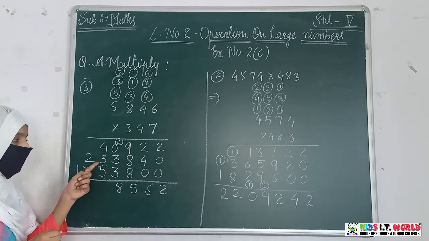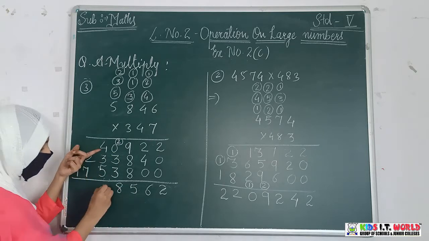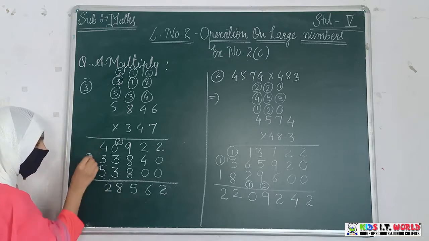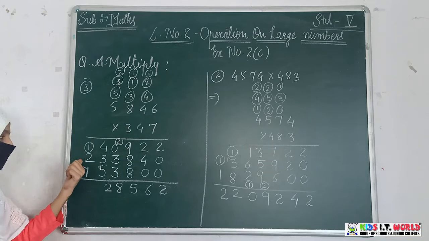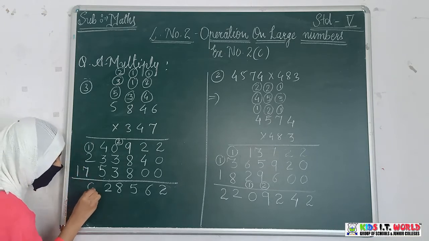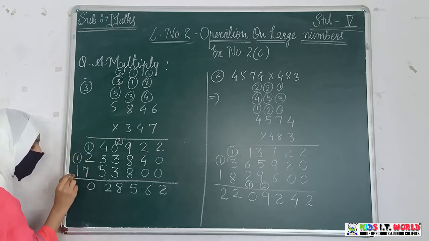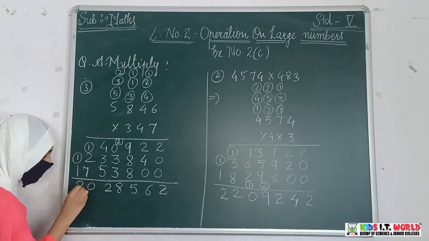5 plus 3, 8. 8 plus 4, 12. So you will write 2 here, 1 will be carried. 7 plus 2, 9. 9 plus 1, 10. So you will write 0 here and 1 will be carried on this one. So 1 plus 1, it is 2.